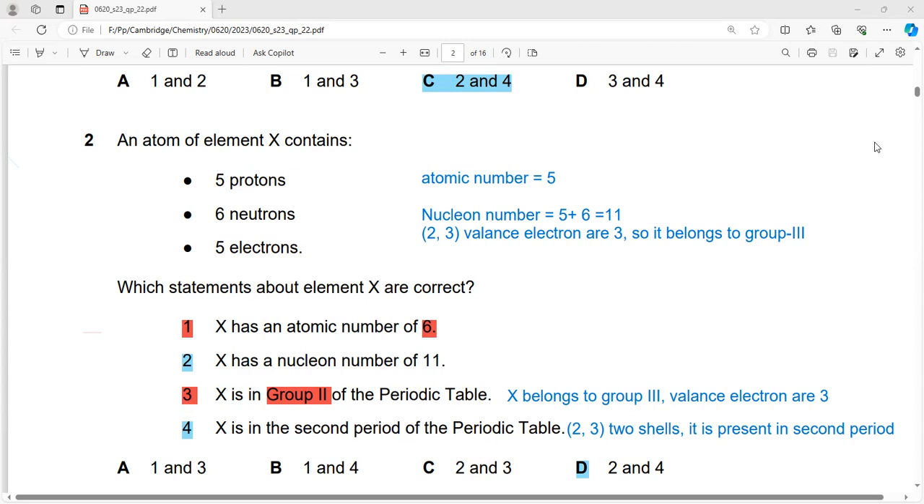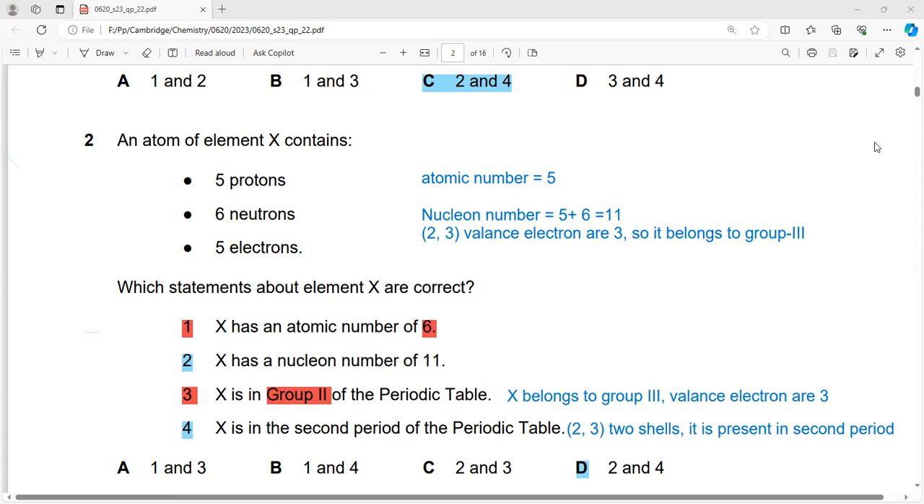Which statements about the element X are correct? X has an atomic number 6. That's a wrong statement, because it has atomic number 5. X has a nucleon number 11. It's a correct statement. And X is in group 2 of the periodic table. It's wrong. It belongs to group 3 in the periodic table.